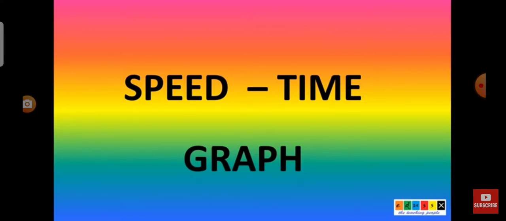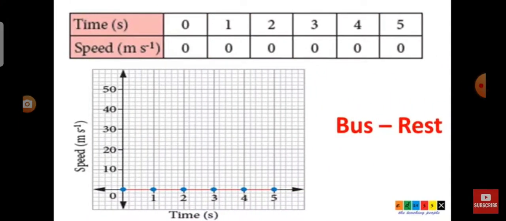The speed and time are recorded and a graph is plotted using the data. So in this first slide, the bus is at rest. Using the given speed and time, the graph is plotted. So the graph shows the speed remains at 0 meter per second. So the car has zero acceleration.